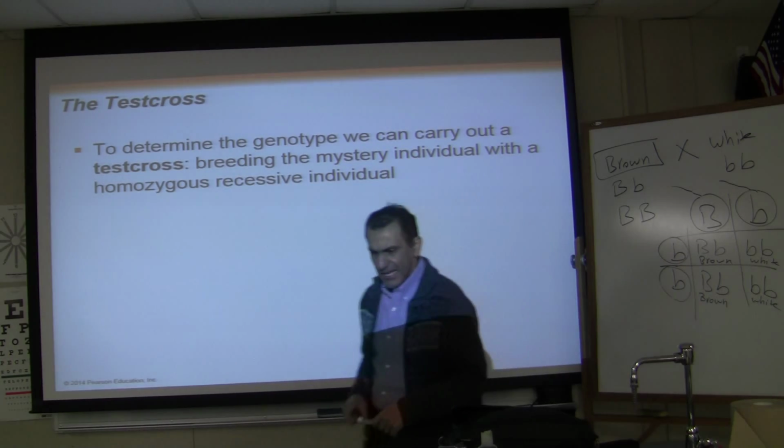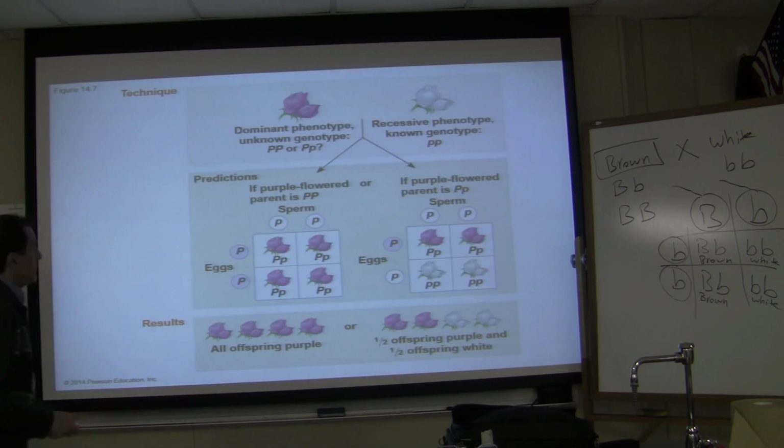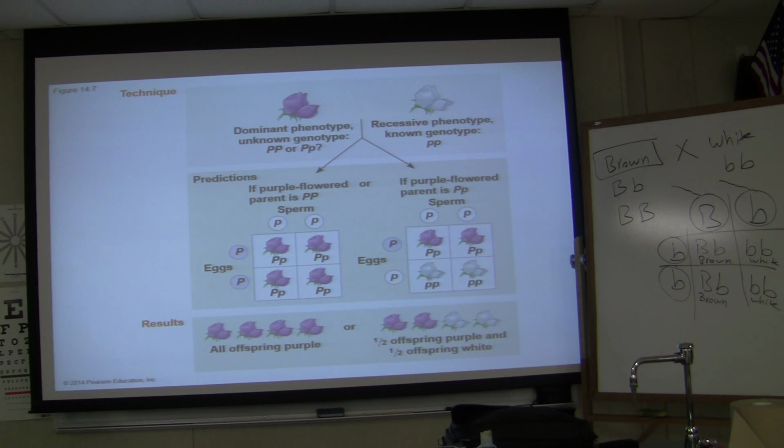Anybody, please ask anything. Let's go. Right here, here he is, you don't know, okay, that's what he's doing. That's what I've done on the board for you guys. If it is a purple flower and you don't know whether it is capital P, capital P or capital P, small p, and you cross it with small p, that's what you're going to get. All of these are brown. And then the sperm and egg, the ratio is 1 to 1. Just what I wrote down on the board for you guys.